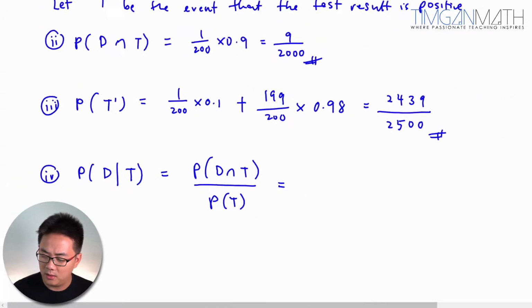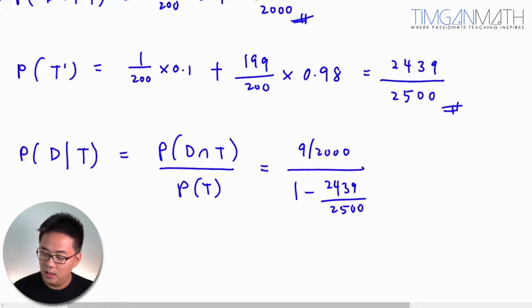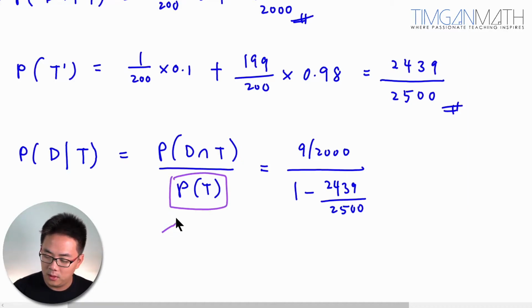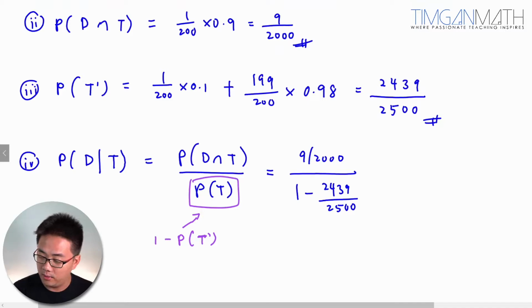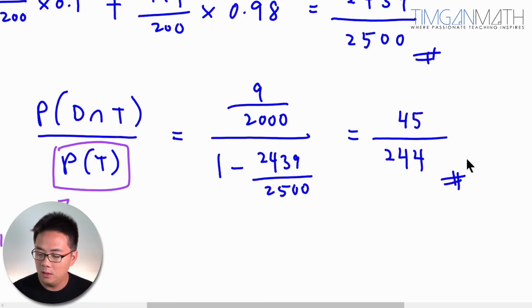I think previously you already got the answer. So D intersect T will just be 9 over 2000. T prime will be 1 minus 2439 over 2500, because we know that this over here is 1 minus P(T prime). So that's how I got it here. What I'm going to do is just calculate it. Use your calculator to get the answer. Here will yield 45 over 244. Okay, so once done, that's it.